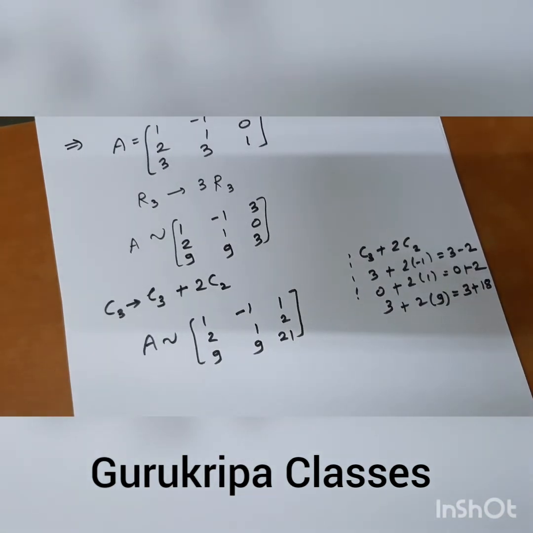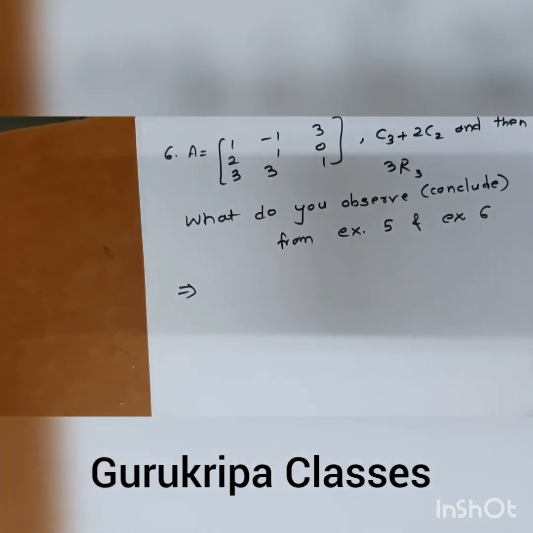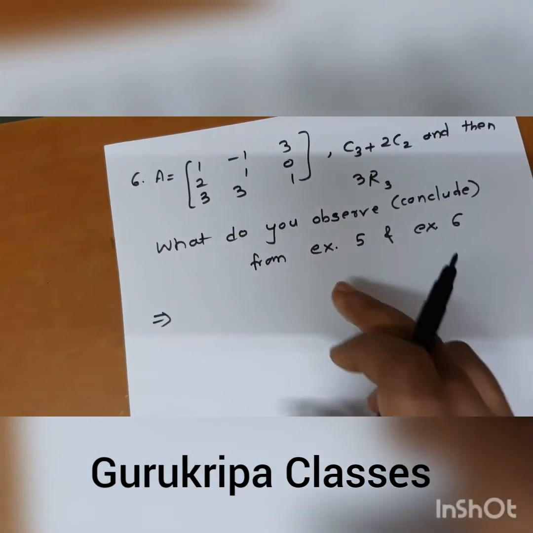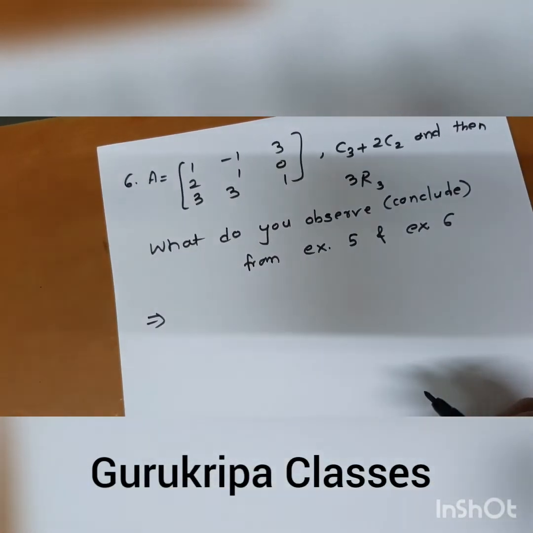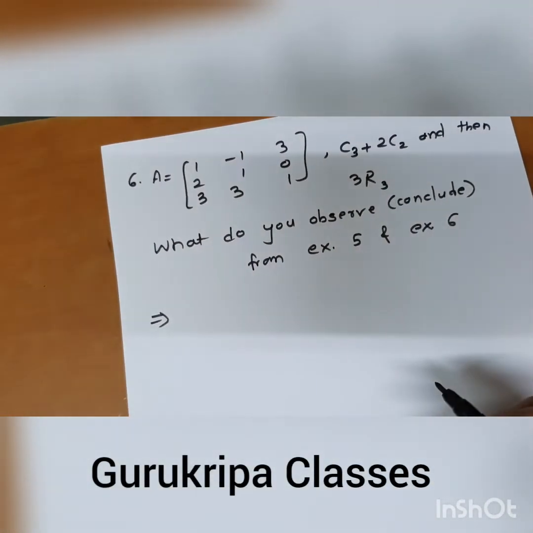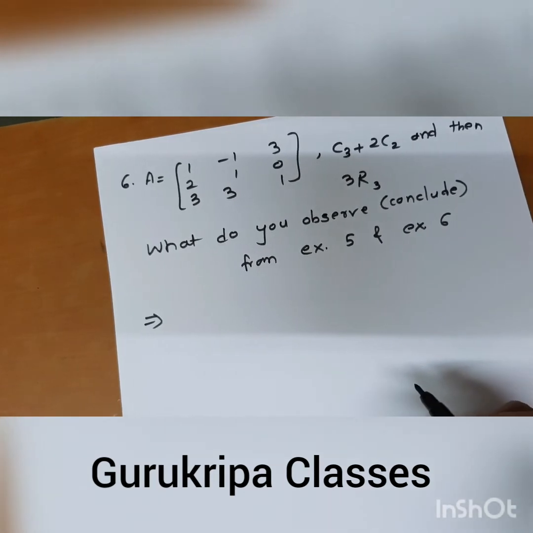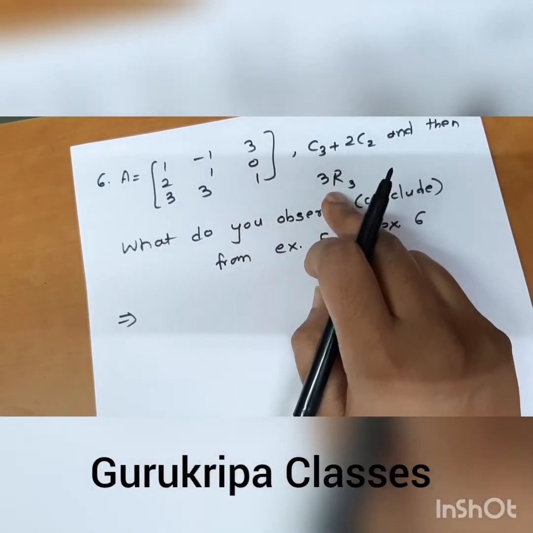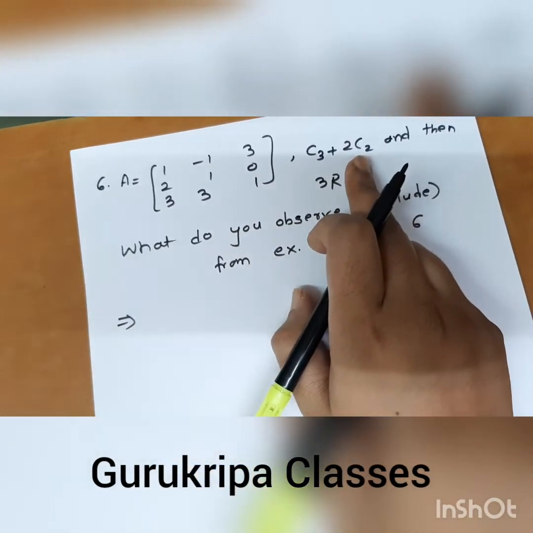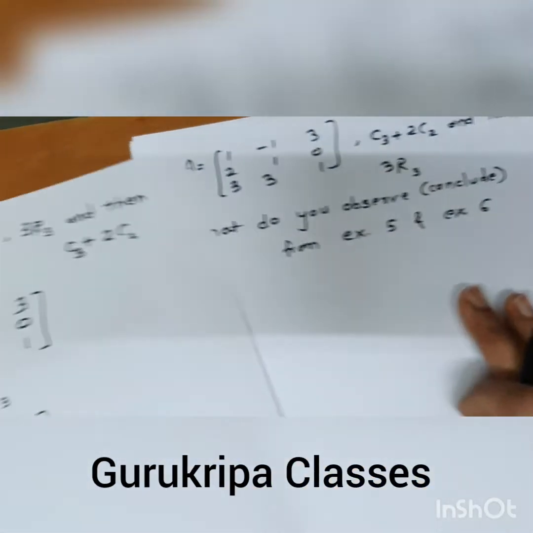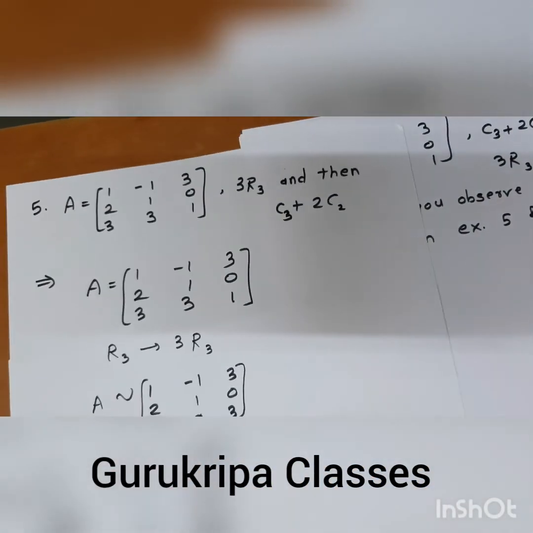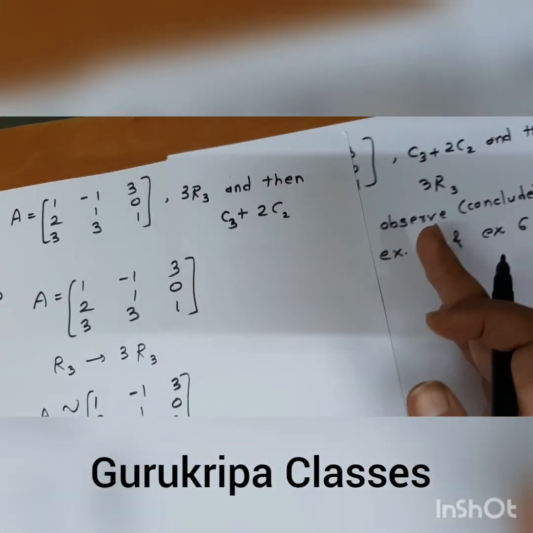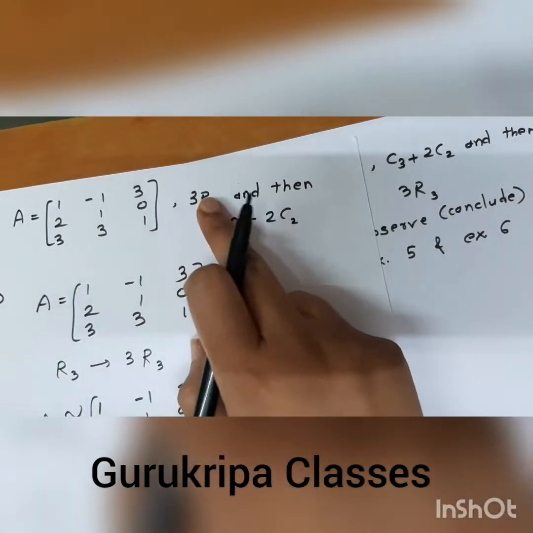Next example. So next is the matrix 1 minus 1 3, 2 1 0, 3 3 1. This is the same example which we have solved in example number 5. 1 minus 1 3, 2 1 0, then C3 plus 2 C2, and then 3R3. In example number 5, we solved first 3R3 and then C3 plus 2 C2. So for your information, I am showing you, this is example number 5 and this is example number 6. Both are the same. There is only a change in the order of the operations.